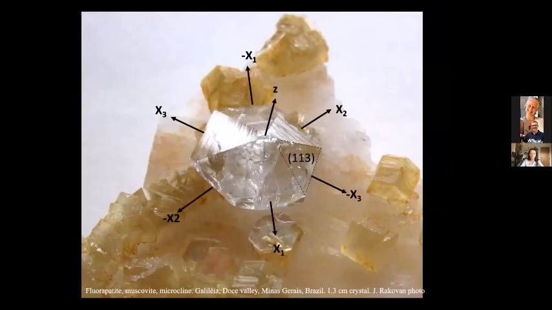Here we can actually see a crystal with a (1 1 3) face and its crystallographic axes. And this crystal is actually a hexagonal crystal, and I'm going to talk about how to find the Miller index of that in just a few slides.